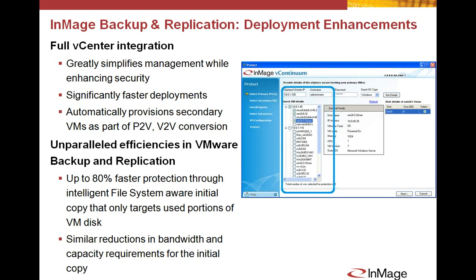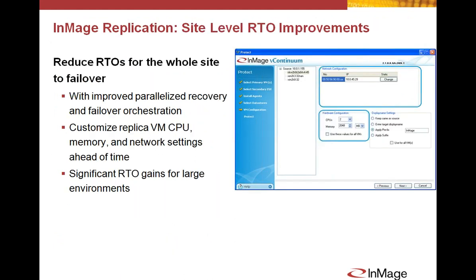When the protection policies are first deployed, the product goes through a seeding process. This seeding is basically file system aware. Whether it's deployed for backup or replication or both, it is always file system aware. So if you have a 100 gig provisioned VM, but only 20 gigs is used from a file system perspective, then we'd be backing up or replicating just those 20 gigs. So it can lead to up to 80% faster seeding times with this feature, and you can get similar reductions in the bandwidth usage and target capacity requirements.